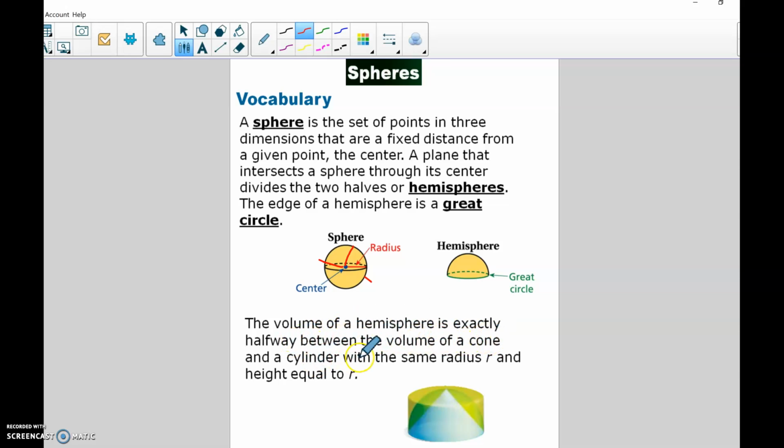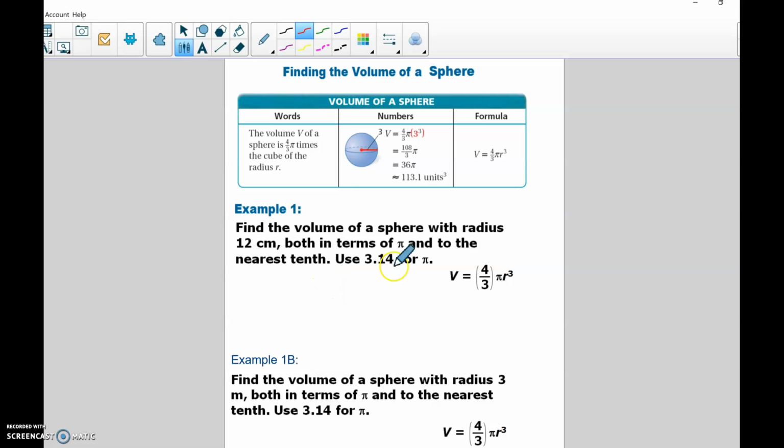Okay? The volume of a hemisphere, this hemisphere right here, is exactly halfway between the volume of a cone and a cylinder. Okay, so if you imagine this is a cylinder and then this is a cone, half of a sphere is exactly halfway between that. You don't need to remember that. It's just kind of good for visual learners to see that.